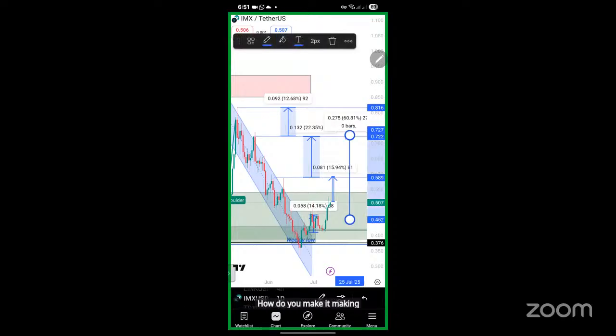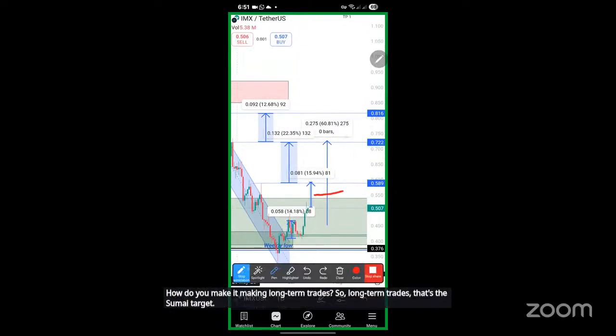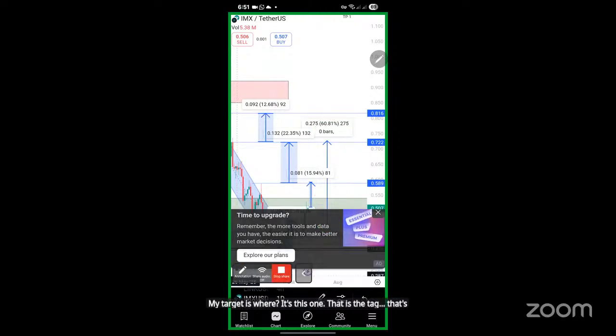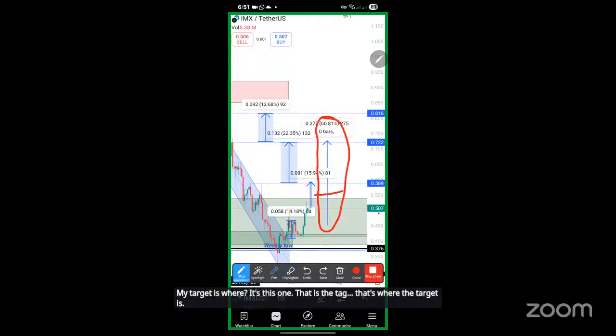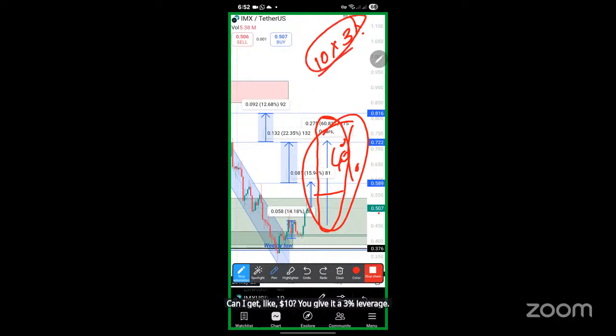Making long-term trades, my target is this one. That's where the target is, around 60%. Now what you can do, you can get like $10 and give it 3% leverage. You leave it to stay there.